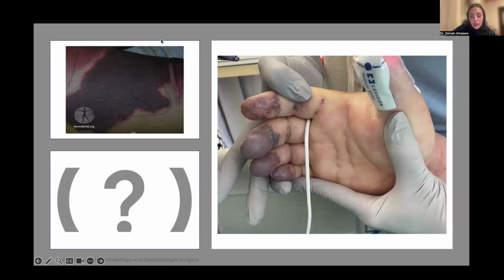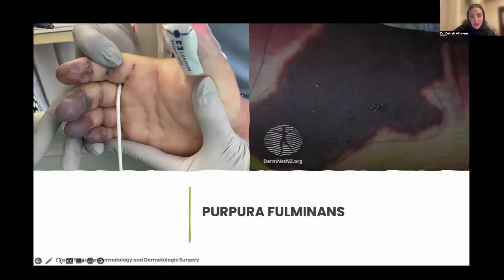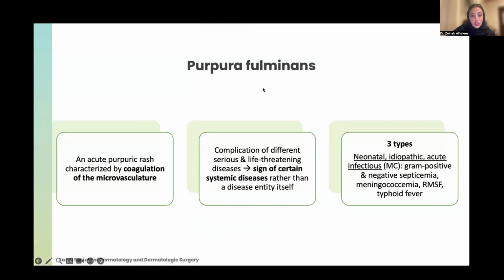which is usually a non-palpable purpura due to extravasation of your RBCs. So this is your purpura fulminans. So what is purpura fulminans? Purpura fulminans is an acute purpuric rash characterized by coagulation of the vasculature. So usually I say it's like DIC, but it's DIC in the skin. It's a complication of different serious and life-threatening diseases.